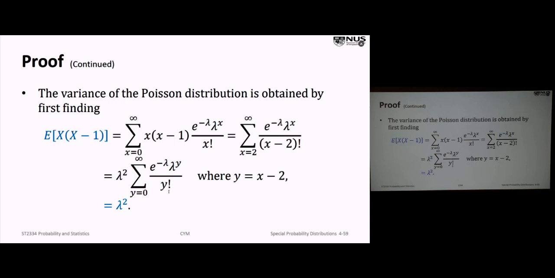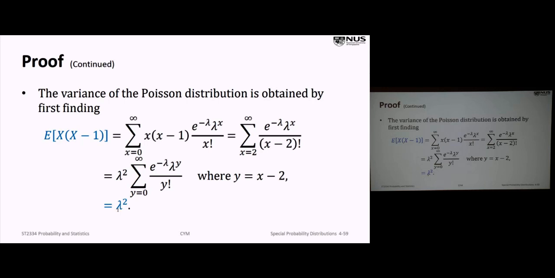So again, for the same reason as when we computed the mean, we get lambda squared, e to the minus lambda multiplied by the sum y is 0 to infinity, lambda to the y over y factorial. That sum is precisely e to the power lambda. E to the power lambda times e to the minus lambda is 1, so I get lambda squared. Okay, so that's this quantity.